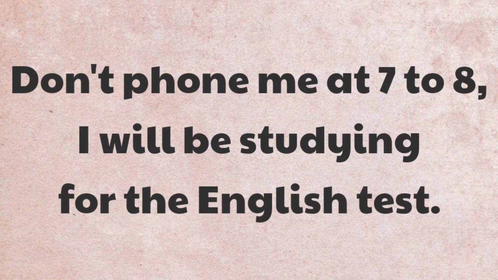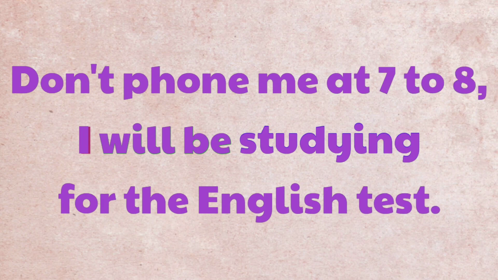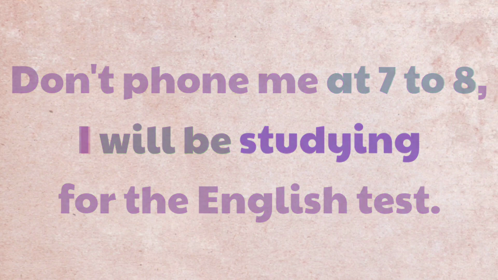Don't phone me at 7 to 8. I will be studying for the English test. We have I as the subject and then will be. After that, we include verb ing, studying. I will be studying for the English test. At 7 to 8 indicates when this action will be happening.